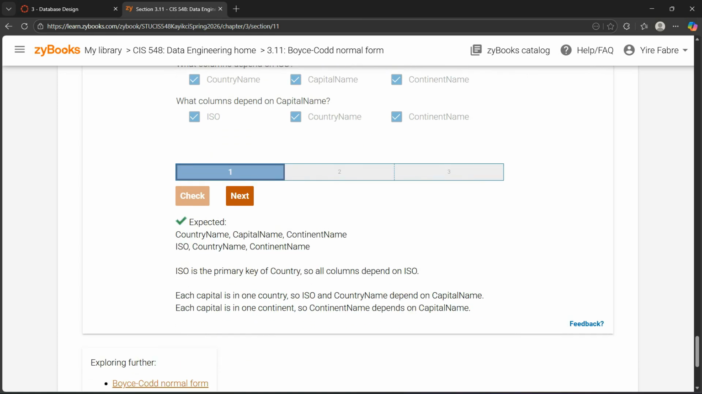So the country name, capital name, continent name depend on ISO, and ISO, country name, continent name depend on capital. ISO is the primary key of country, so all columns depend on ISO. Each capital is in one country, so ISO and country name depend on capital. Each capital is in one continent, so continent name depends on the capital name.